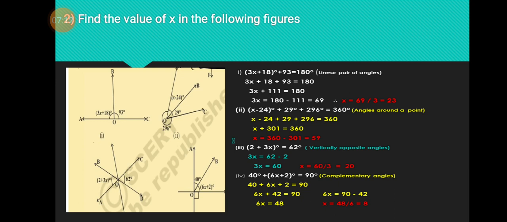Now open the bracket and do normal algebraic simplification. That is, 3x plus 18 plus 93 is equal to 180. 18 plus 93 is 111. So simply I have added the numbers. 3x plus 111 is 180. 3x is equal to 180 minus 111, which is 69. So, x is equal to 69 by 3, which is 23.